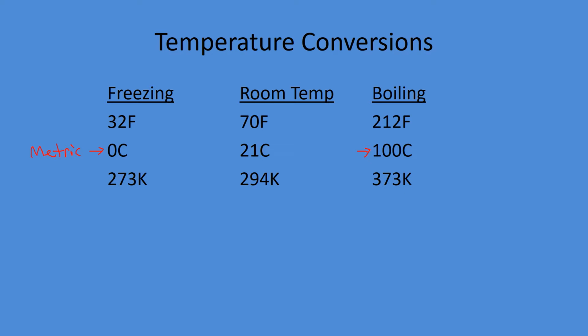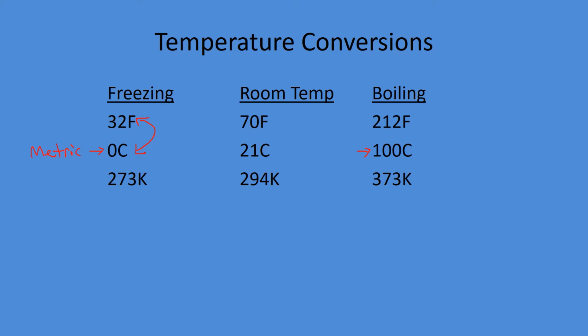And lastly, we have the absolute temperature scale, or the Kelvin scale. All it is, you take your Celsius and you add 273, and you get your absolute temperature in Kelvin. There are many equations that you can use for converting between Fahrenheit and Celsius. We're not going to worry about Kelvin for this course. So use the one that's best for you.